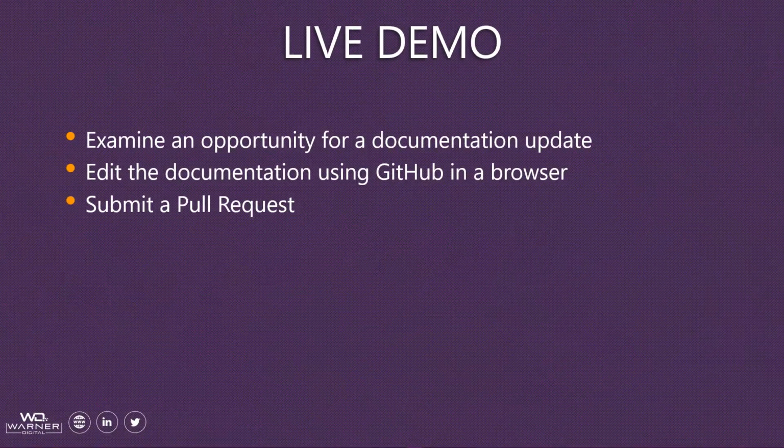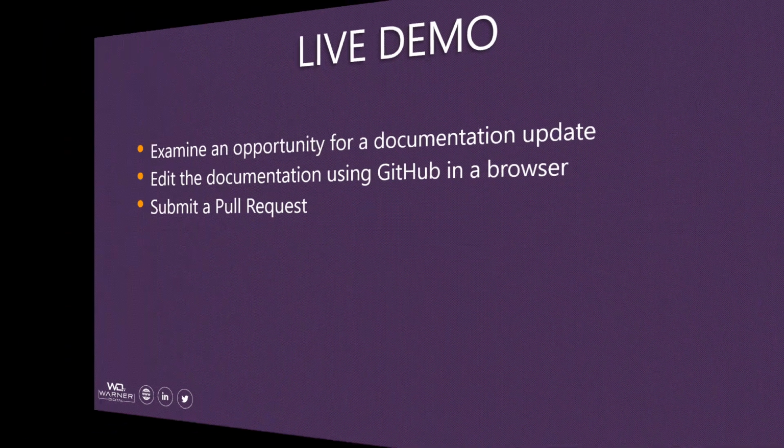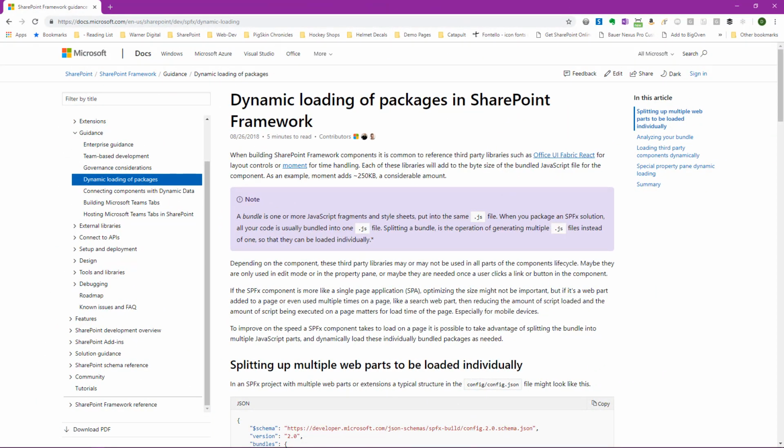So let's set the stage for our live demo. We'll start by looking at a piece of documentation found in docs.microsoft.com that could use a documentation update. Then I'm going to show you how to edit the documentation using GitHub in a browser. And then we're going to submit what's called a pull request. Now this is essentially a request being sent over to Microsoft through GitHub that shows the edit that we made and is requesting for the GitHub administrators within Microsoft to approve our edit and make it live for the entire world.